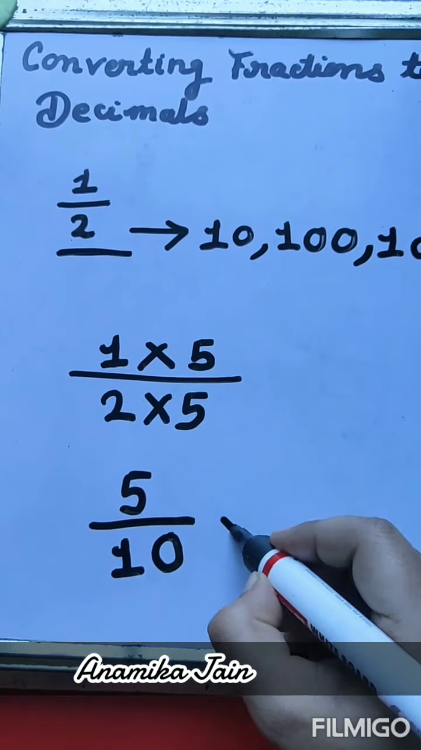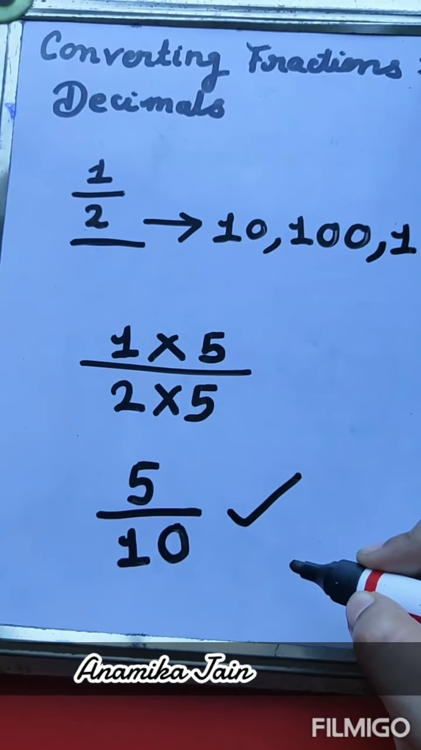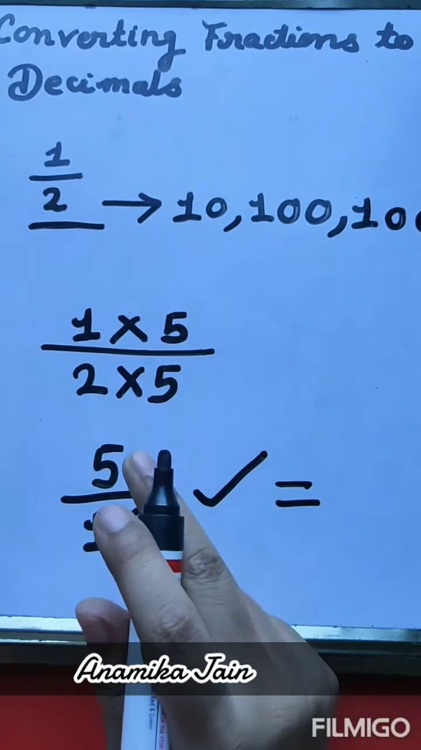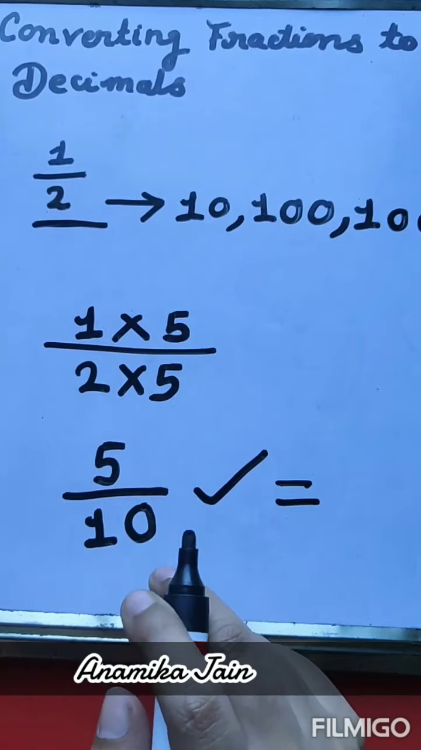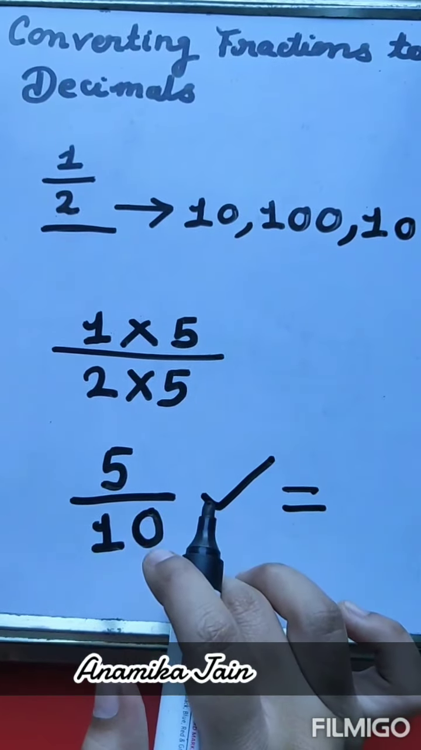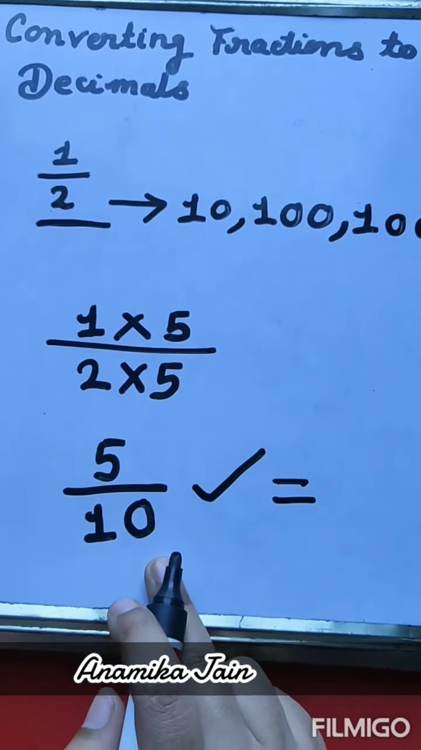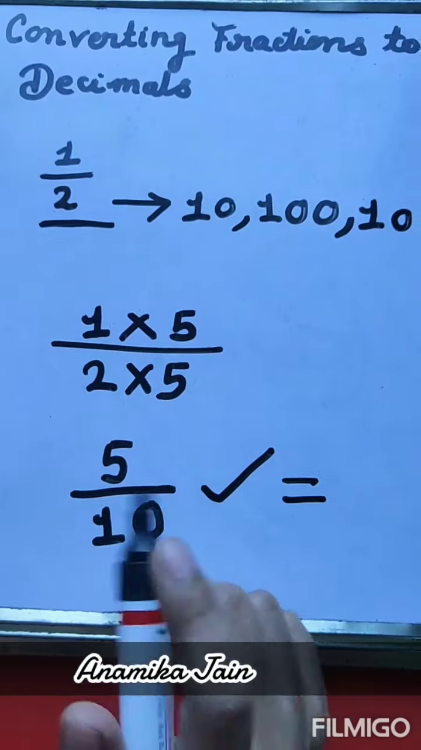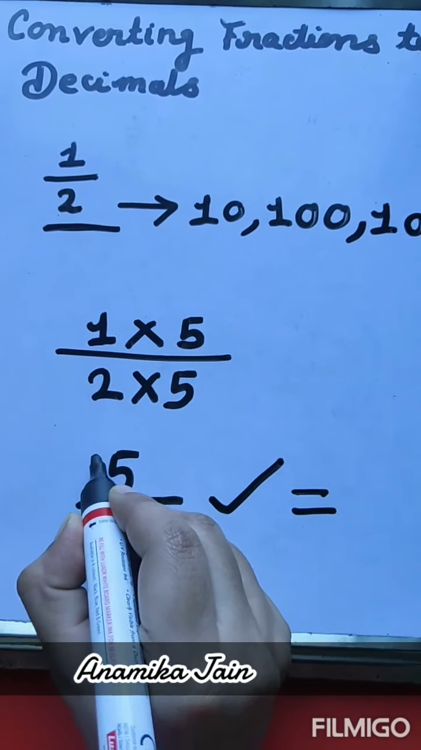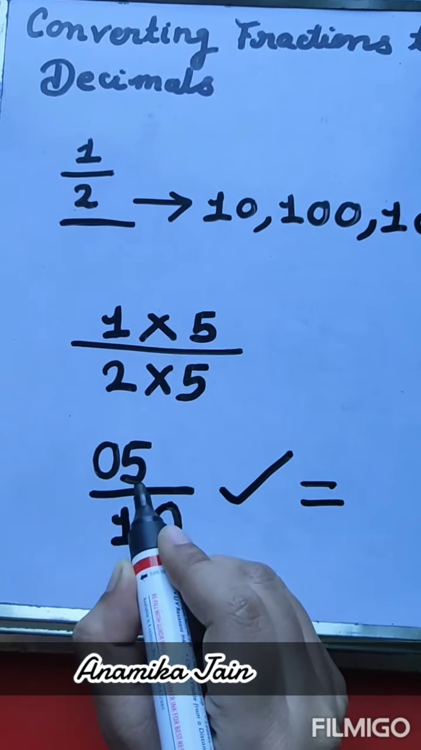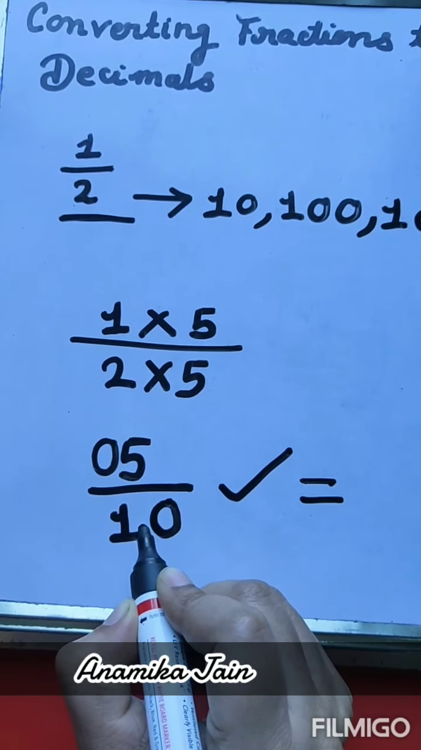And how do we convert this fraction into decimal? We know very well, because the numerator is smaller than the denominator, we have to make the same number of digits. There are 2 digits in the denominator, so we will make 2 digits in the numerator also by putting 0 before 5. Now there are 2 digits in the numerator and the denominator.